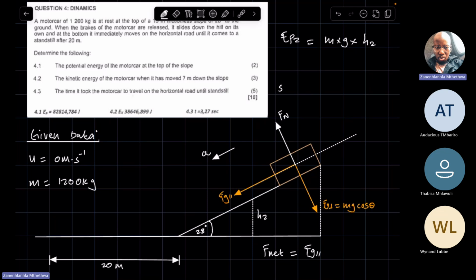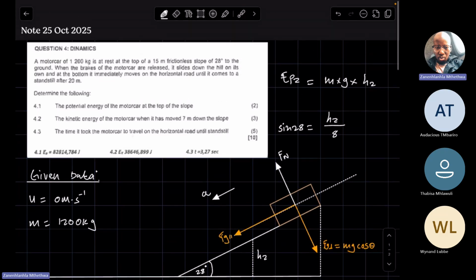Right, we are still going to use sine 28 is equal to, the side we're looking for is opposite the H. So this will be H2 divided by the hypotenuse. What is the hypotenuse equal to here? Remember, 8, yes, because this is 15. 15 minus the 7 leaves us with 8. Right, so divided by 8, meaning that H2 is 8 sine 28.